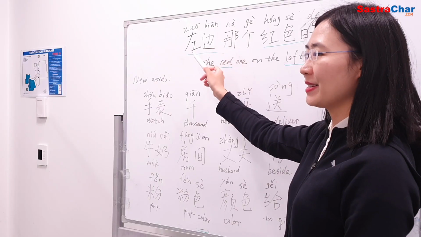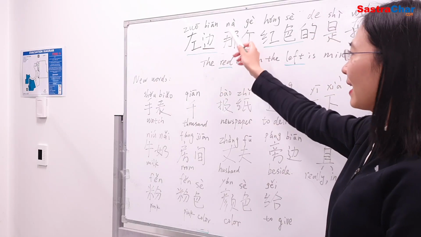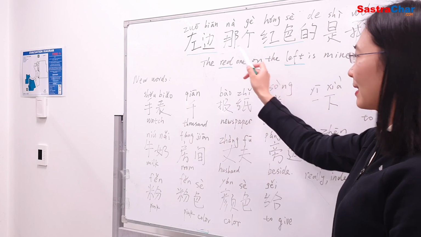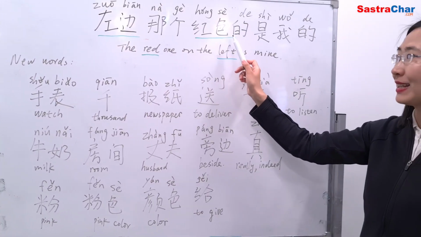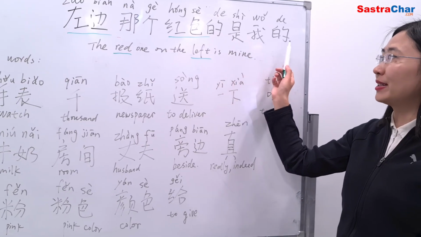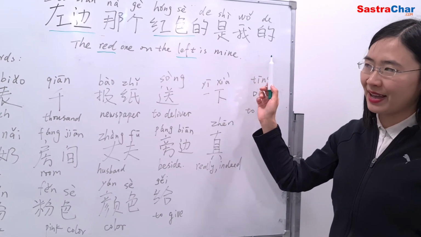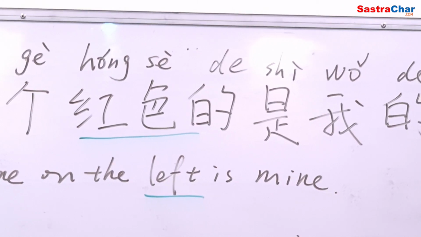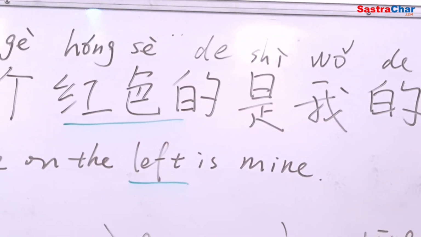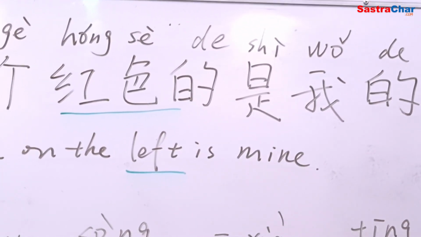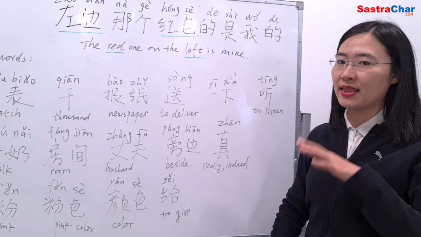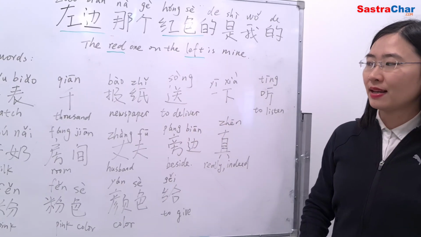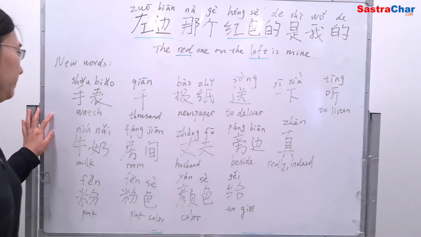左边 means left. 那个 means that one. 红色 is the color, red color. And 是我的 means is mine. So today we are going to talk about the color red and the direction, like the left, the right, and above and below. Okay, now let's get started with the new words.